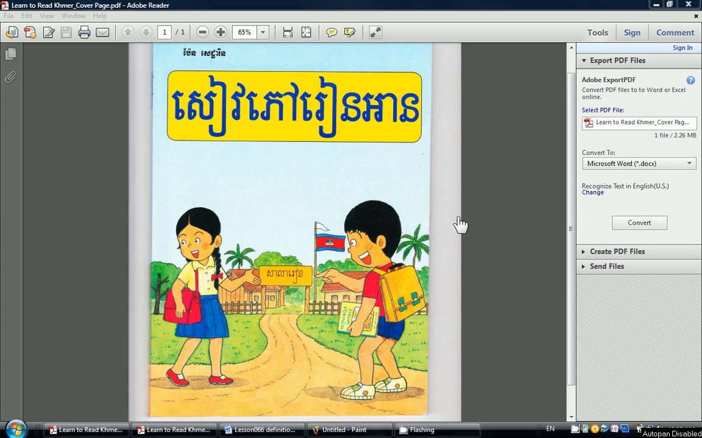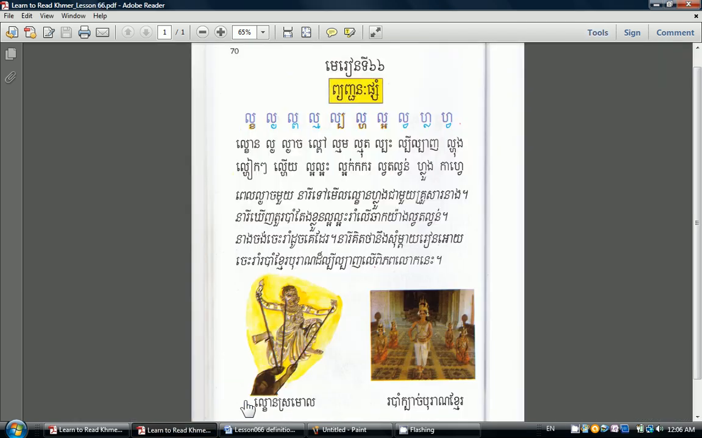Welcome to Cambodian School. Today we're learning lesson 66 from the Superior An textbook by Pan Sitaran. Lesson 66 in Khmer we say Meirin Ti Hok Sapramoy.